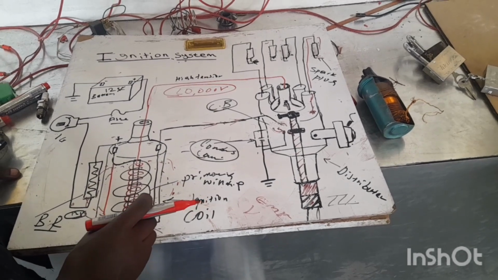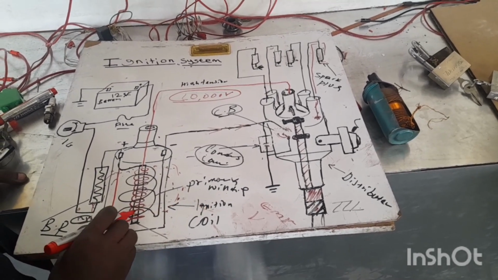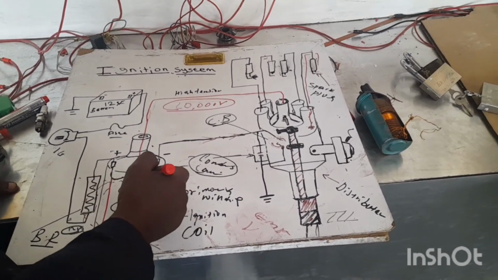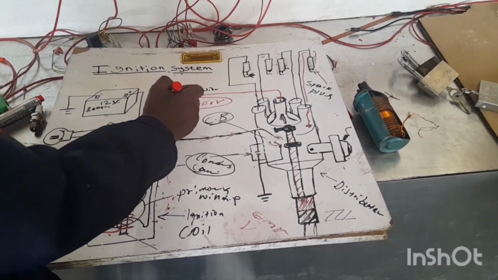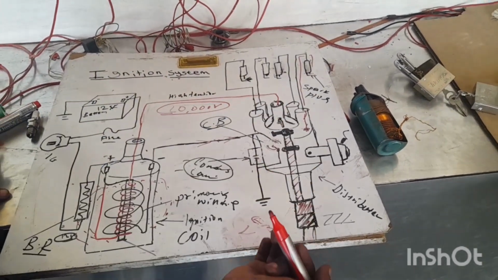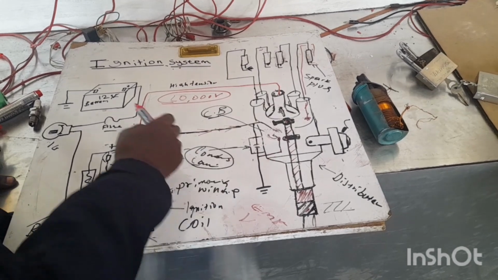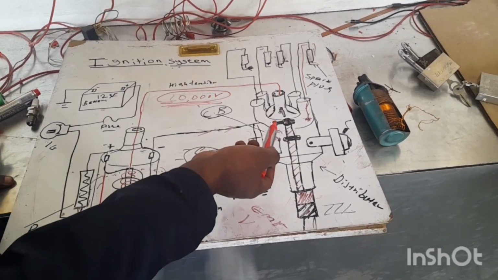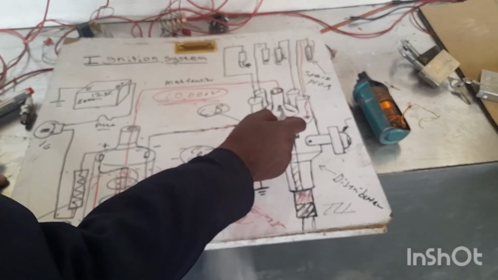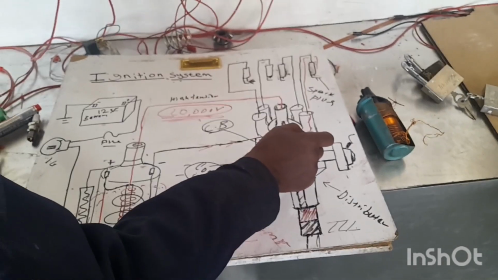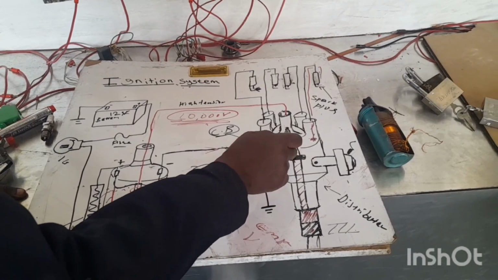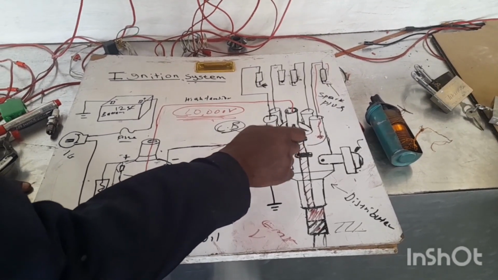This voltage passes through the secondary winding, and goes through the high tension cable to the rotor. This high tension voltage is around 20,000 volts. It goes to each spark plug, and it is distributed by this part, which is called the rotor.